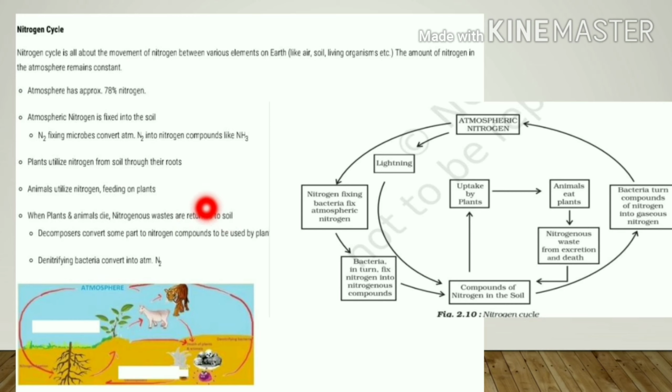Nitrogen is a major component of nucleic acids and proteins, and nucleic acids form the DNA and RNA, which form life. So that is why it is so essential. It also plays a major role in agriculture.